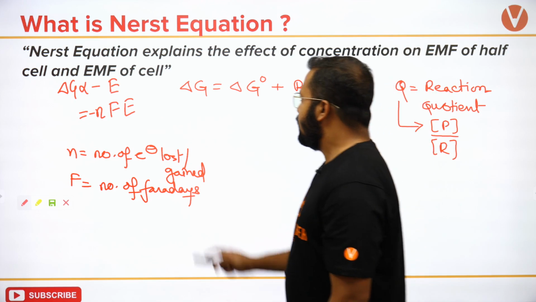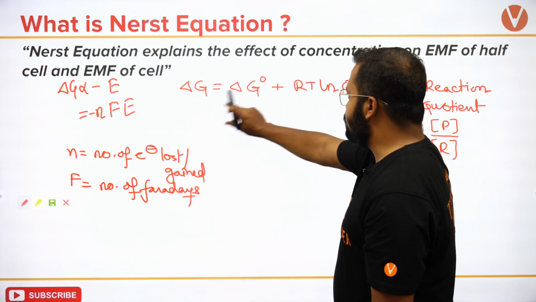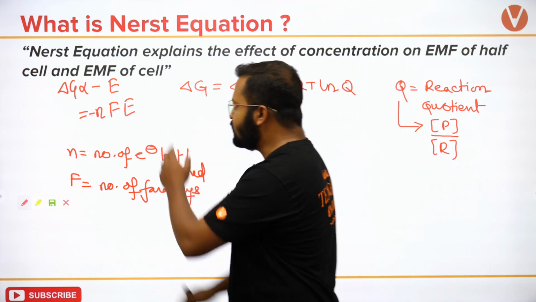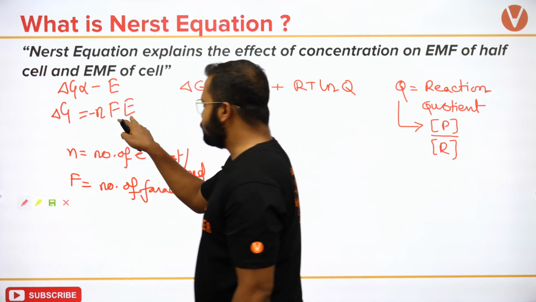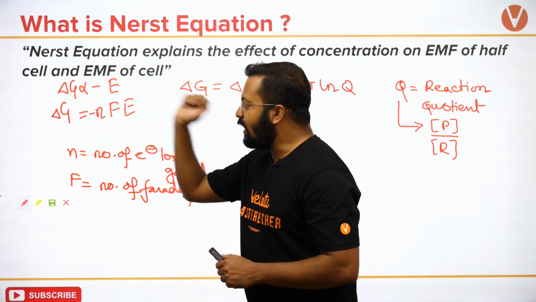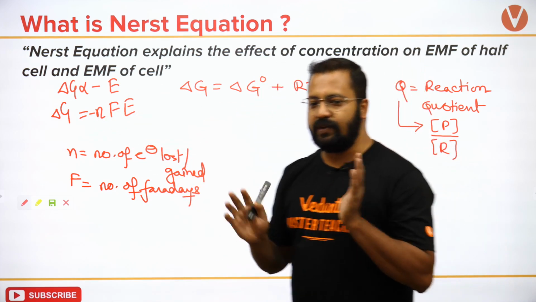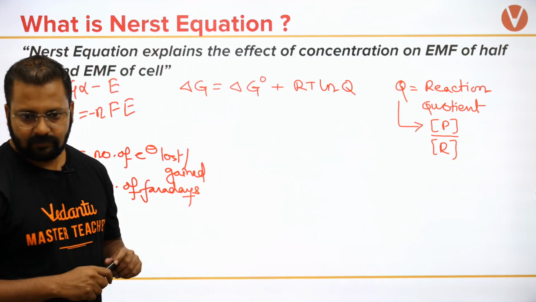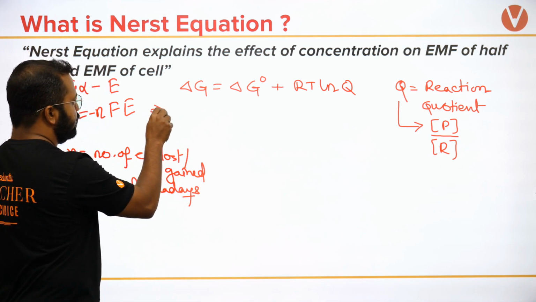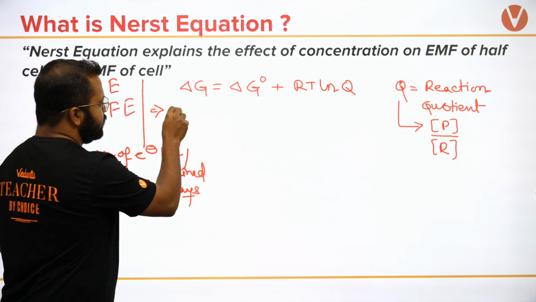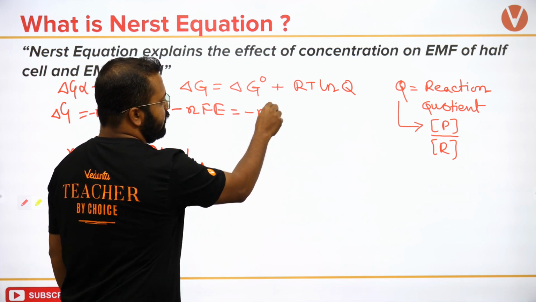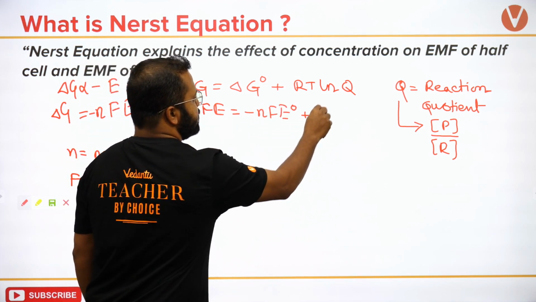So what I'm going to do is replace delta G and delta G naught by this equation. From this equation I know that if E is positive, delta G would be negative, and because of that the process will be spontaneous. So delta G is written as minus NFE, and this will be written as minus NFE naught plus RT ln Q.